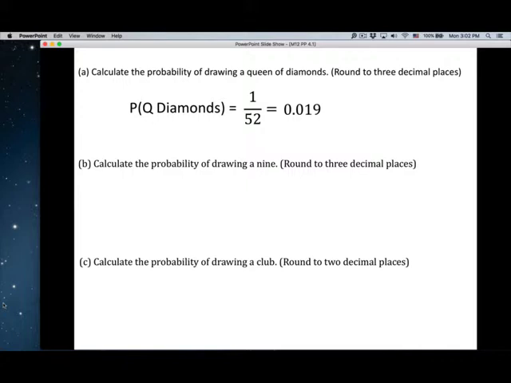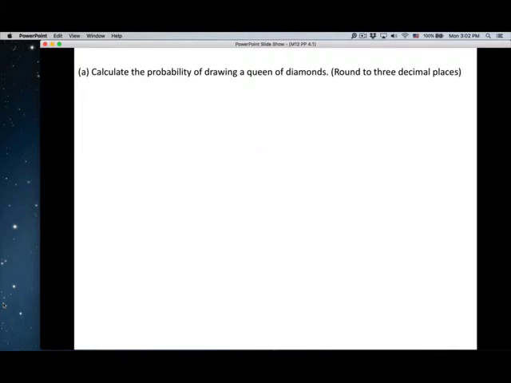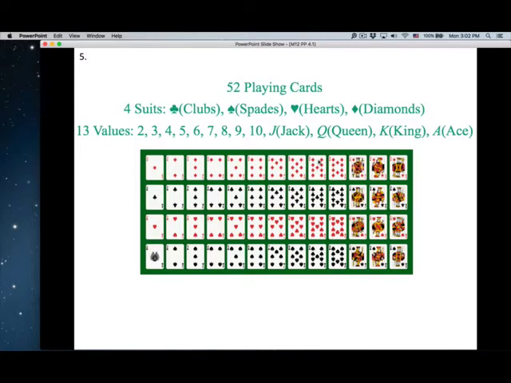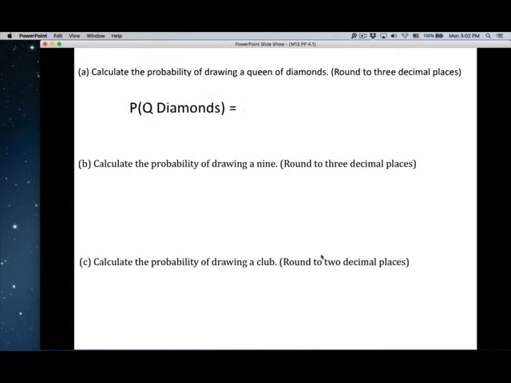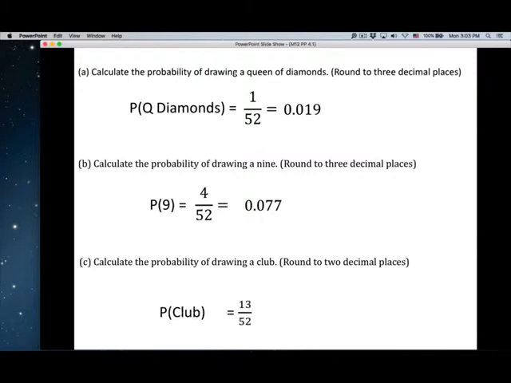Okay, B, calculate the probability of drawing a nine. You can see the picture here. We have 4 nines out of 52 cards, so that'll be 0.077. And then we want to draw a club. So we have 13 clubs out of 52, which is going to be 0.25.